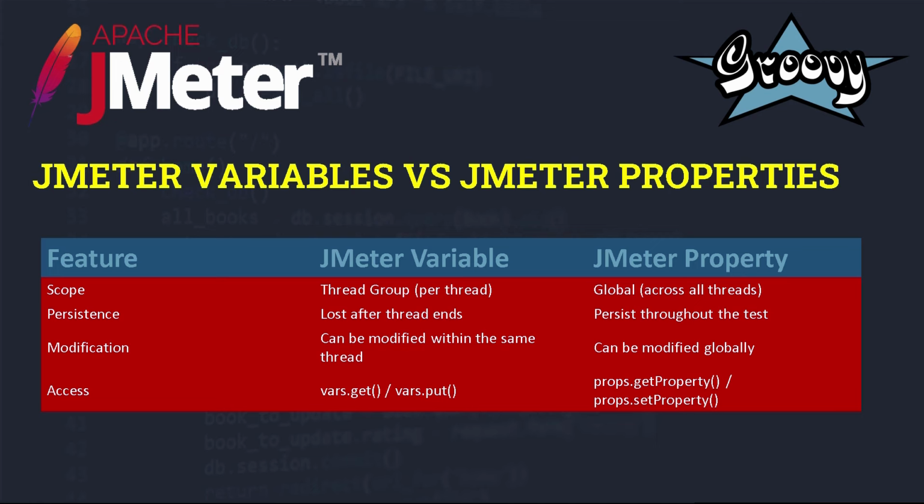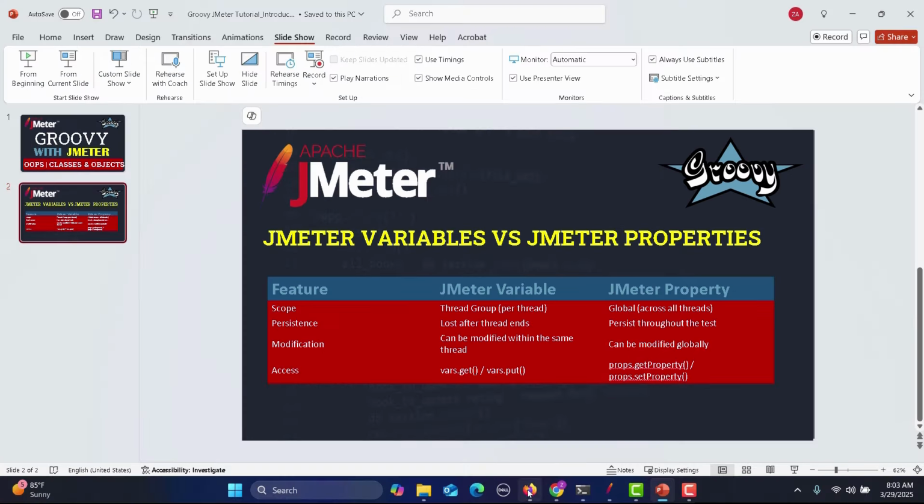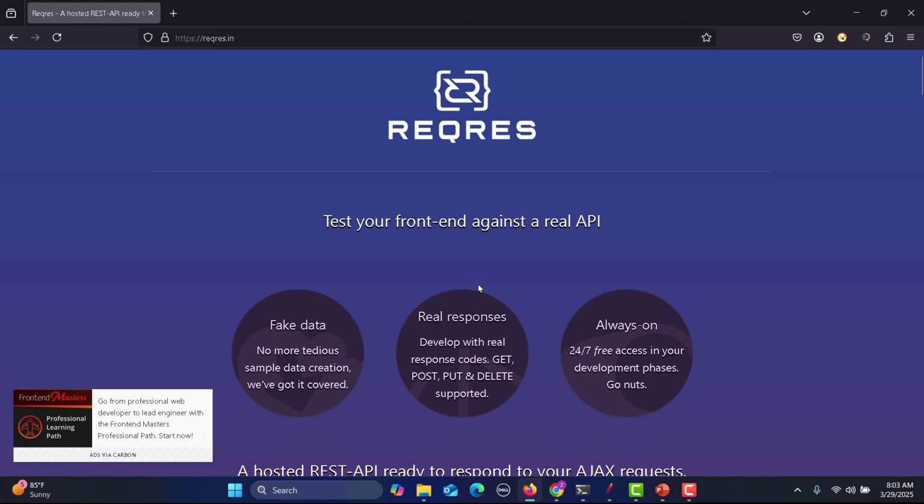In terms of accessing the variables, we will be using vars.get and vars.put. And similarly, for the property, we will be using props.getProperty and props.setProperty. Now, using these concepts, I will demonstrate the real-time scenario where we will be handling the session. So for that, let's go to the browser over here. And for this particular tutorial, I will be using request.in.